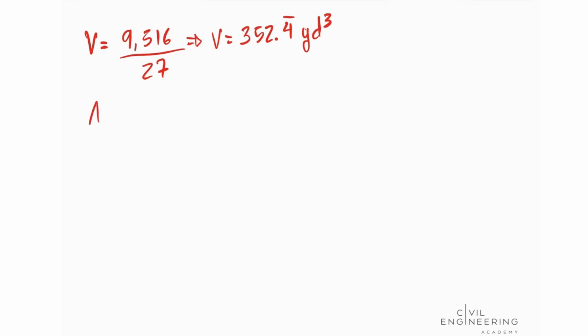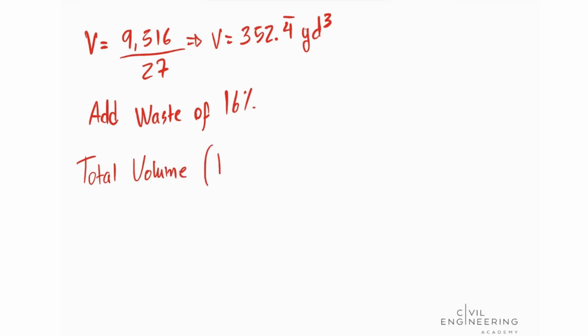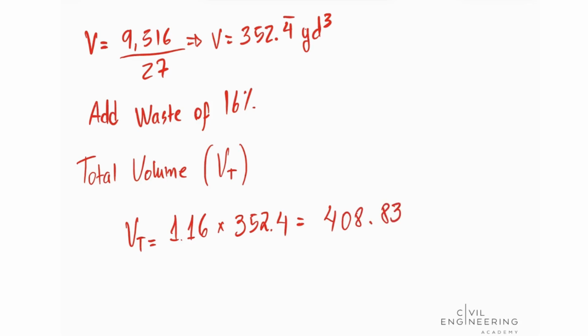And we need to add the waste of 16%. So we're going to see that our total volume, I'm going to call this V sub T, is going to be 1.16 times 352.4. And we're going to see this is 408.83 cubic yard. So our answer is going to be letter B, which is 409 cubic yard.